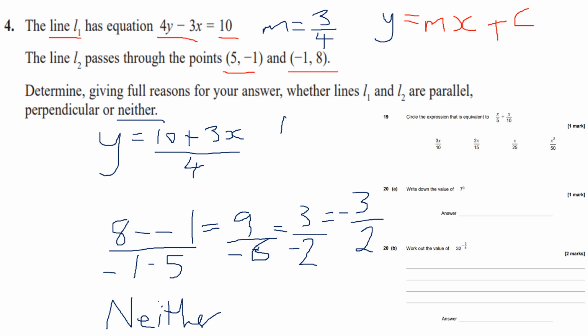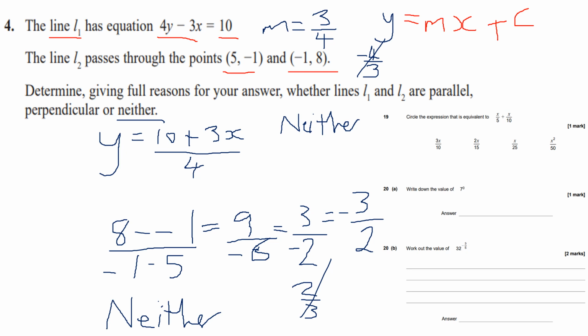So the answer is neither. It's not parallel because it doesn't have the same gradient, and it's not perpendicular because the product of the two gradients does not equal -1. They are not the negative reciprocal of one another. The negative reciprocal of this would actually be -4/3, if you're interested, and the negative reciprocal of this one would be 2/3. So it is neither one of these two. The final answer is neither.